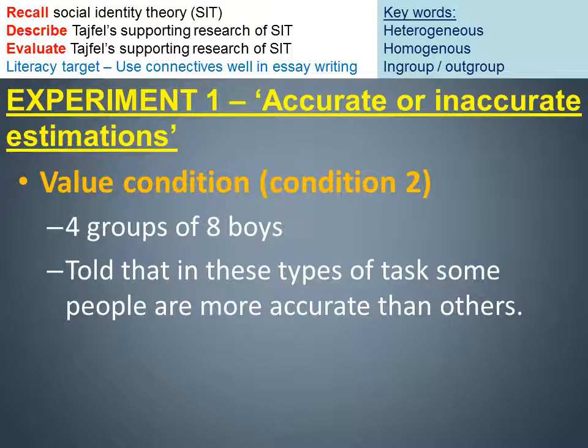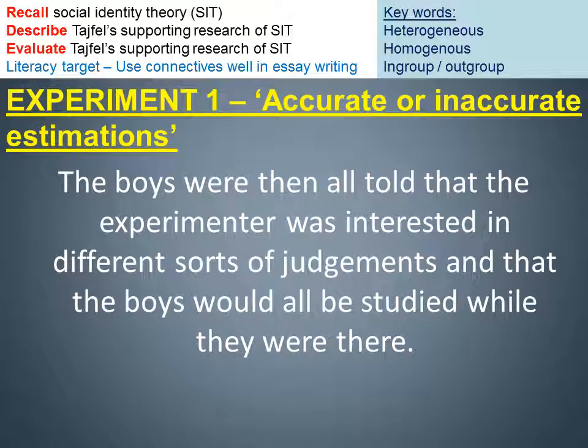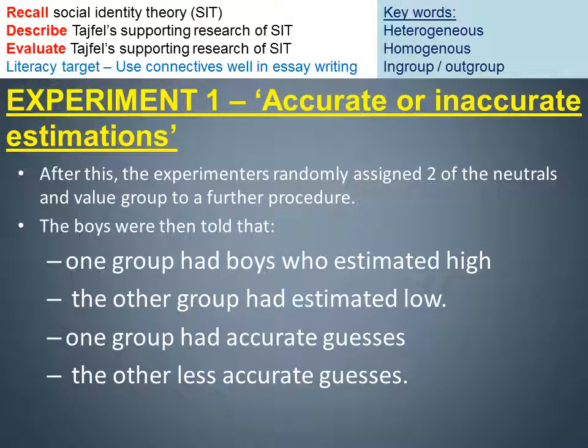Now in the value condition, which was the condition 2, again we had 4 groups of 8 boys, but these boys were told that in these type of tasks some people are just slightly more accurate than others. After this, the experimenters randomly assigned 2 of the neutrals and 2 of the value group to a further procedure. And these boys were categorised and told that one group were the boys who estimated high, one group were the boys that estimated low, one group had accurate guesses and the other group had less accurate guesses.